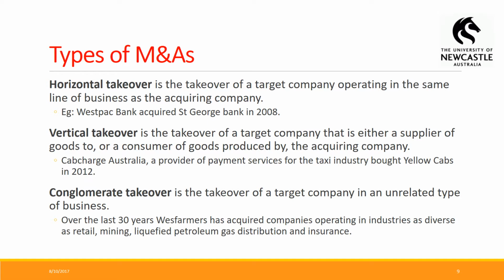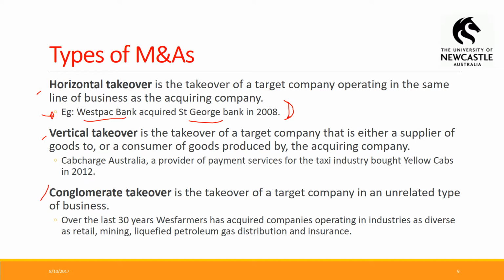If we define mergers and acquisitions in terms of who the acquiring company is buying, then we have three categories. We have horizontal takeovers. This is when companies in the same industry buy each other, right? So we had two banks buying each other in 2008. The key issue with horizontal takeovers is the level of competitiveness in the industry.